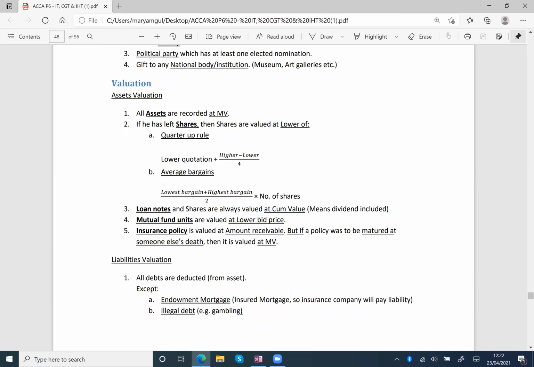Now the next heading, valuation, meaning which value of assets you have to put in the death estate proforma. Number one, all assets are recorded at market value in the death estate proforma. Second point, if a person left shares, then the lower of the share values you have to record in the death estate. Lower of quarter up rule: lower quotation plus, into higher quotation minus lower, divided by 4. And average bargains means lowest bargain plus highest bargain divided by 2. These bargain prices will be given in the exam. So choose the lower of A and B, and that will be the per share price. When you multiply it by the number of shares, you will get the value of shares.